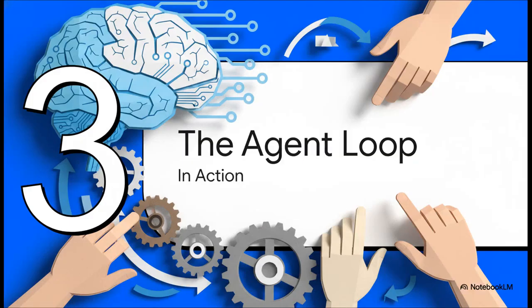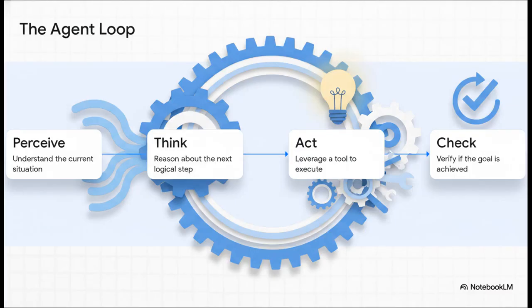Let's jump to Section 3, the agent loop in action. We're going to see how this builds into an actual engine in motion by combining that brain and those hands into a continuous cycle. The orchestration layer, that third critical piece of the puzzle, runs a constant, rhythmic cycle.